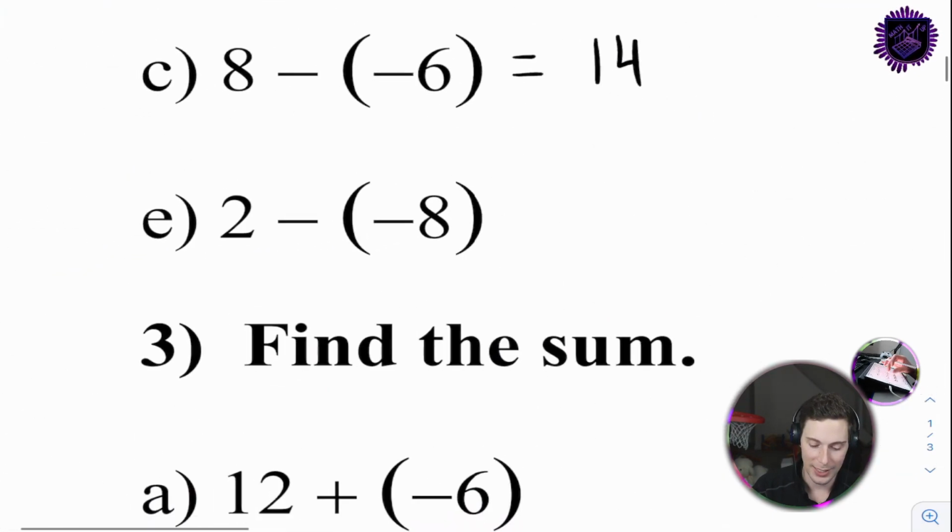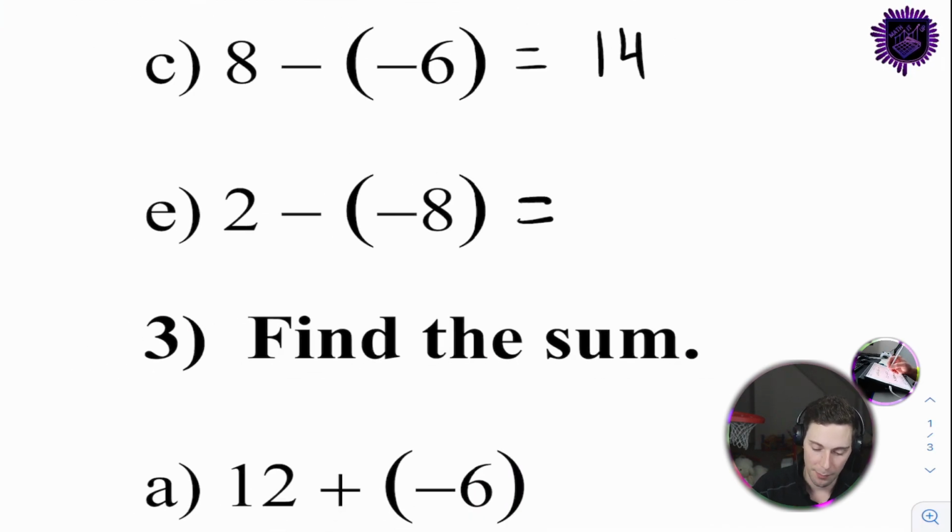2 minus negative 8. Here we go again. Minusing a negative. Again, it's like adding a positive. So it's going to be 10. 2 plus 8 is 10.